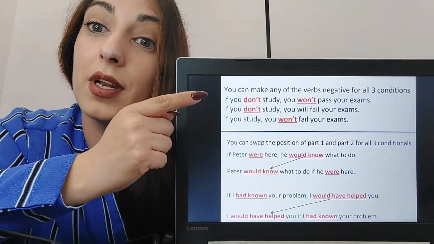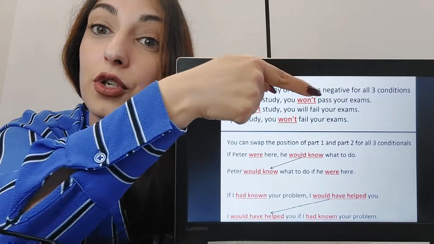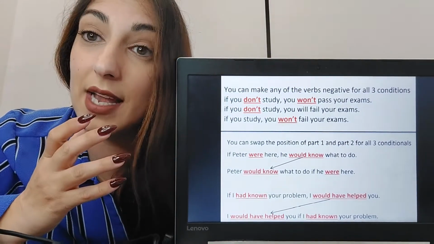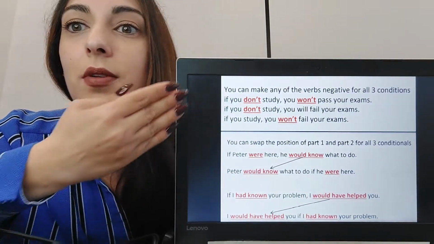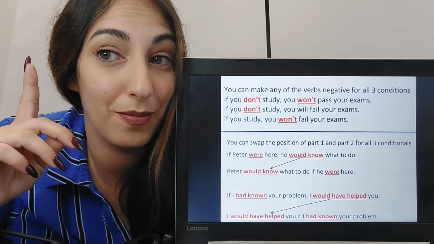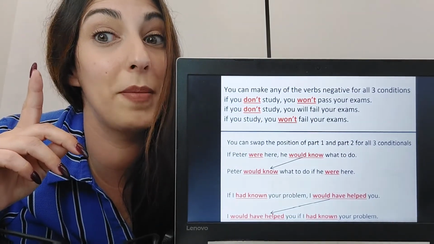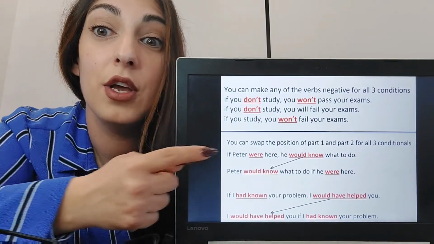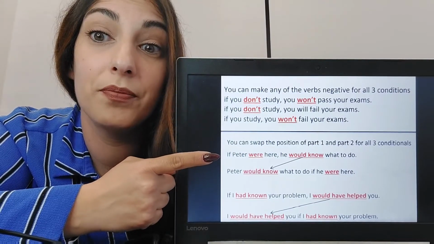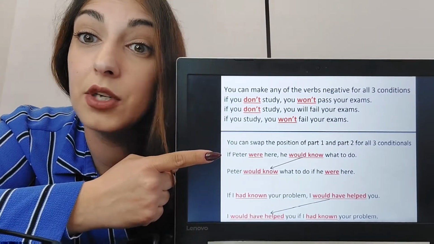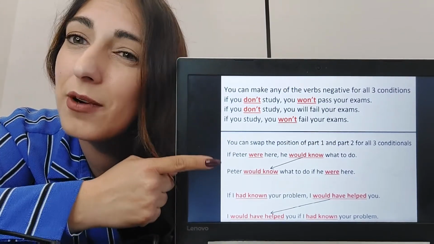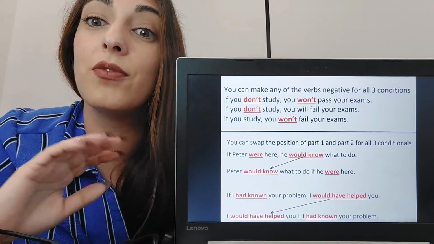Now, it's important to note you can have negative in any of the two parts of your sentence. Okay? It doesn't matter. You're allowed to have the negative form of present simple, past simple, past perfect after the word if. It's possible. But if you have the word unless, you remember I said you can't use a negative form immediately after the word. And you can also flip around the two parts of the sentence. So for example, if Peter were here, he would know what to do. Peter would know what to do if he were here. So you see, I just flipped them around, the two parts. That's also possible for any of them.